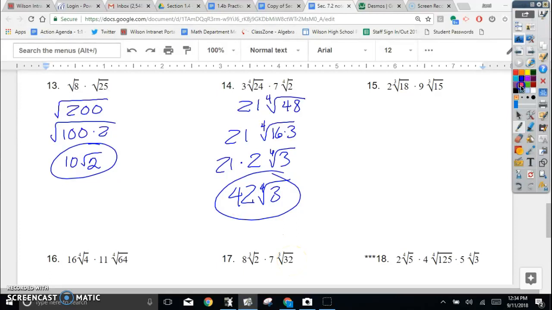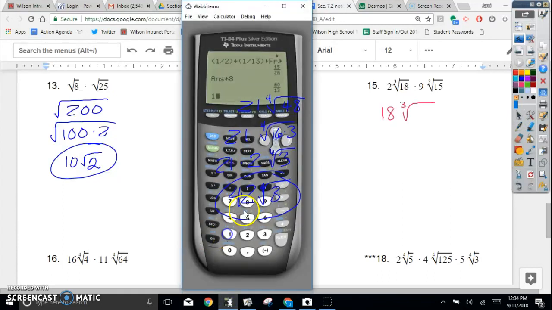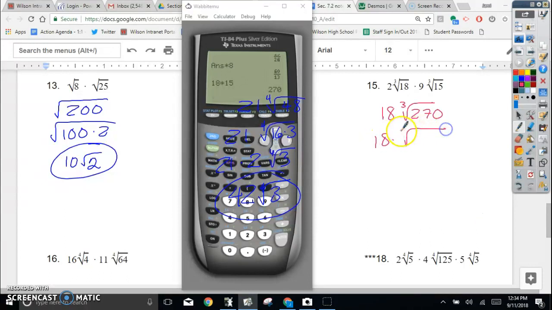In 15, let's do 2 times 9. And since these are both cube roots, we can actually multiply them together. So let's do 18 times 15. So we're looking at 270. And then we're going to look at our cube list. Okay, our cube list, we're going to look at 216, no. 125, no. 64, no, not going to work. 27, yes. So we're going to go 18 times the cube root of 27 times 10.